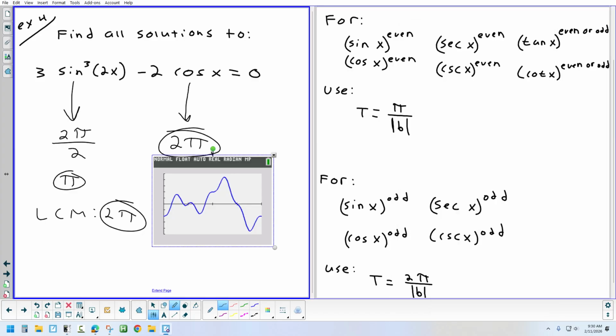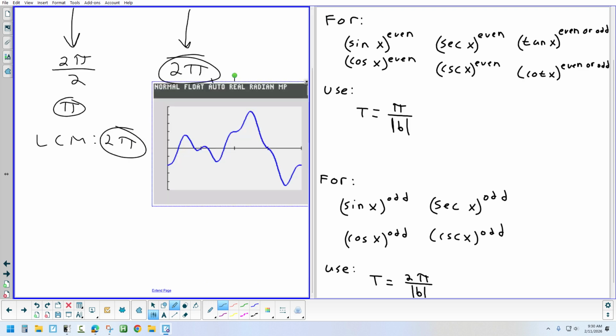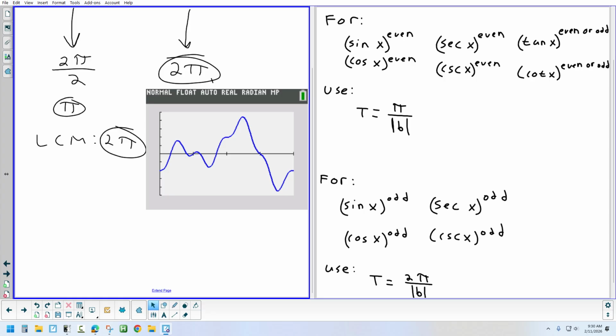Okay, let's take a look at that. And how many times does it look like that graph crosses the x-axis? Yeah, 6 times. So yeah, that's kind of a lot. We'd have to do second calc zero 6 different times.